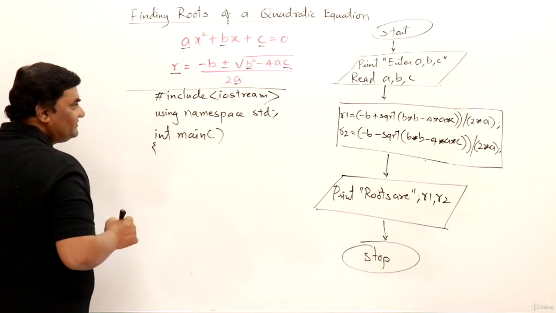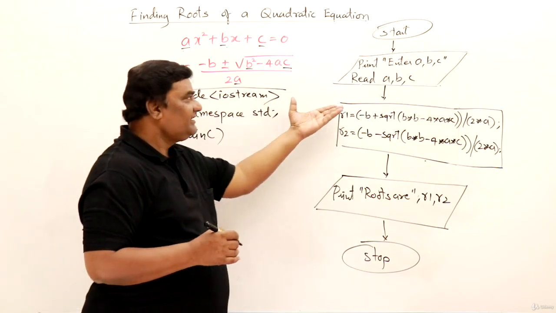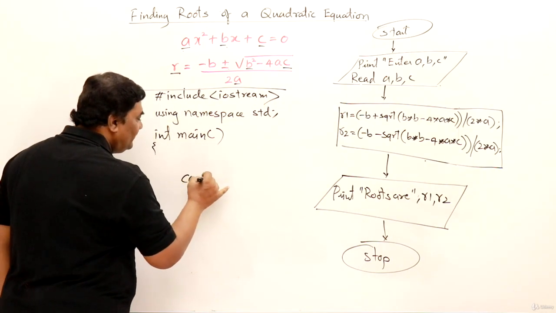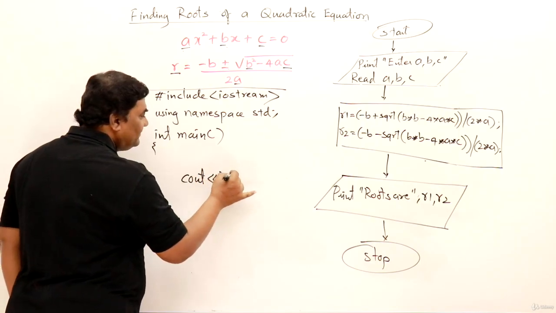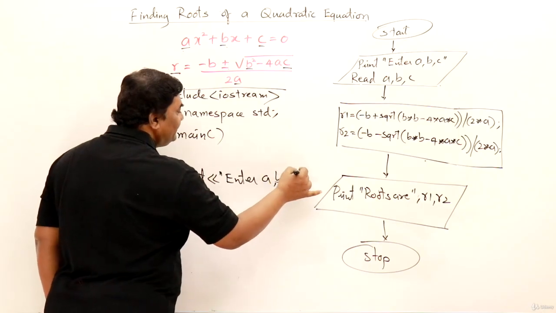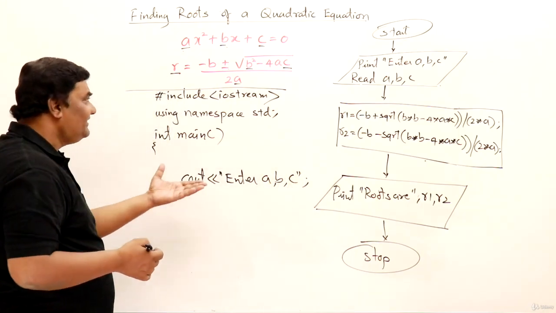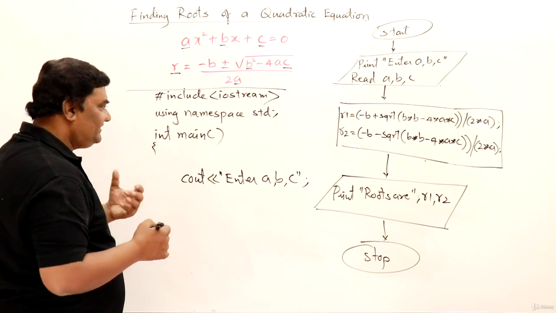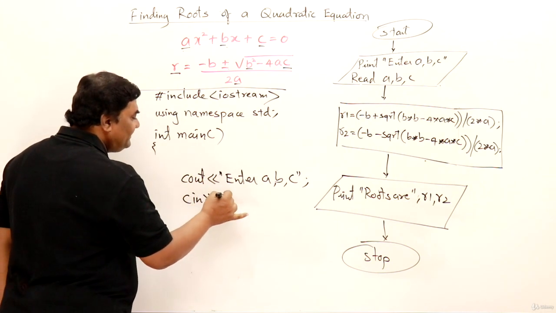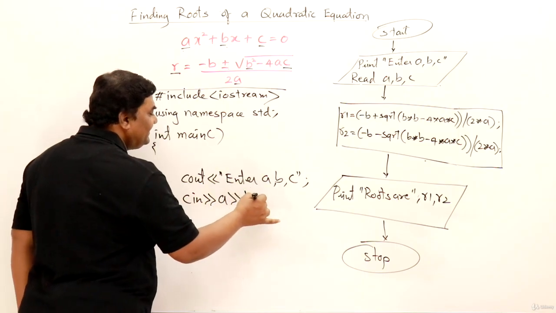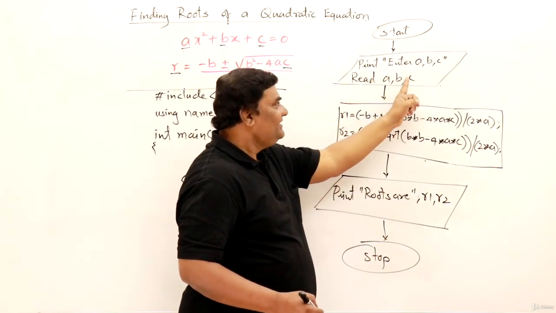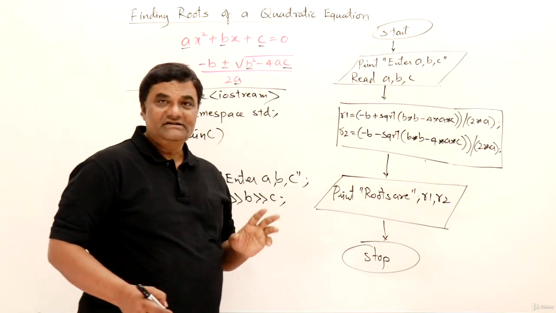Inside the main function, what is the first thing I should do? Take input, read a, b, c. So I should give a message with cout, enter a, b, c, so that the one using this program knows that a, b, c are the coefficients of a quadratic equation. Now I will be reading a, b, c. When reading them, I realize these are variables that I must declare. What variables do I need? a, b, c, R1, R2.